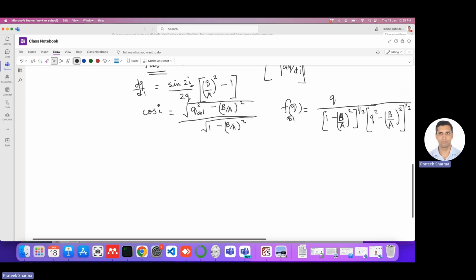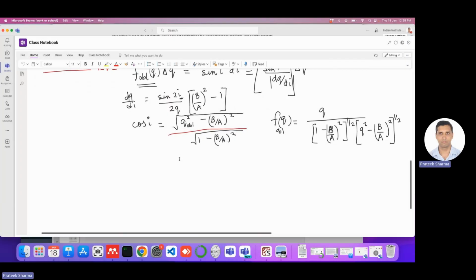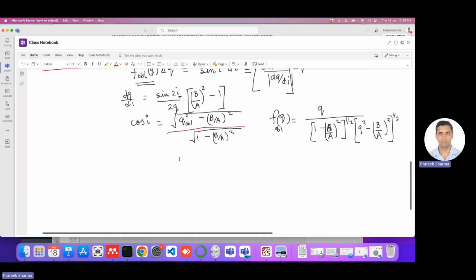So now this is what you should compare with the observational distribution. So you observe, say, 10,000 galaxies. You measure their Qs, right? Make bins in Qs and see what the distribution function looks like. Then you compare with this function. So how does this function look like? Actually, it's sort of easy to see. When Q goes close to B by A, it sort of blows up. It's like 1 by square root of x near x equal to 0. That's how it behaves.